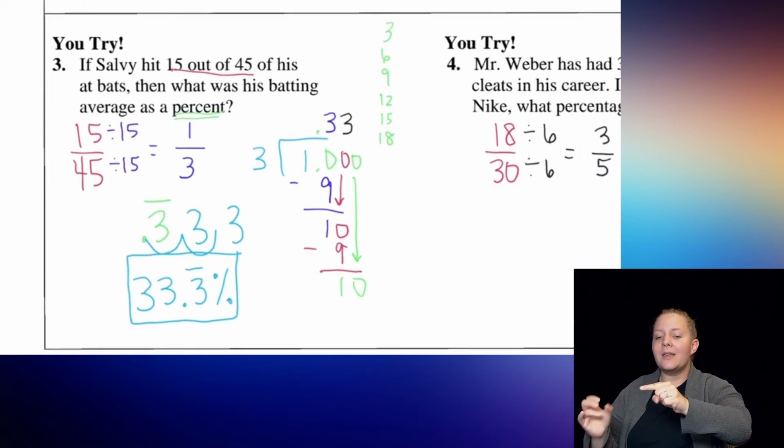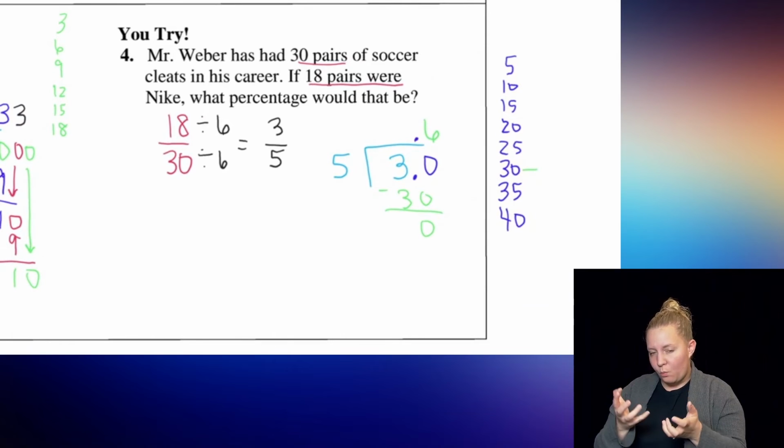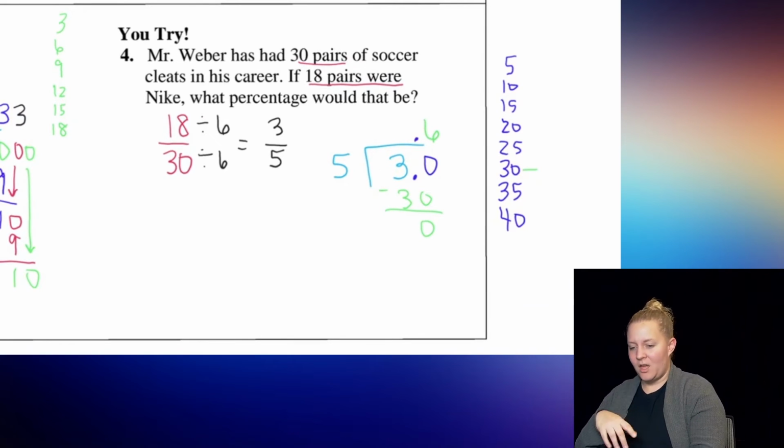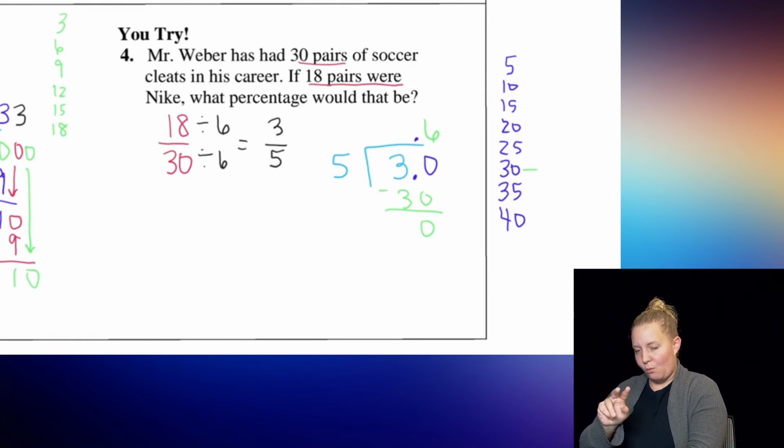If you did not get that correct, remember you need to pause the video and I want you to rework these notes correctly. Do not ever have incorrectly worked notes. Then for you try number 4, Mr.